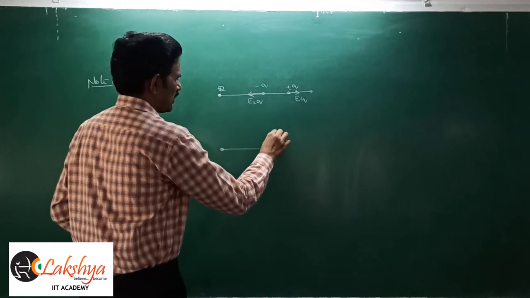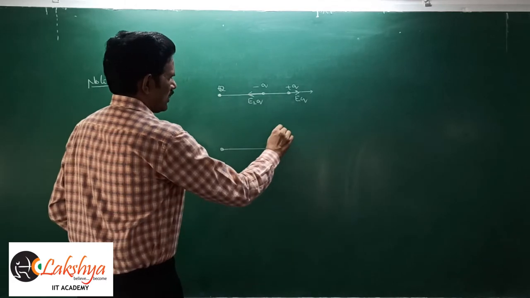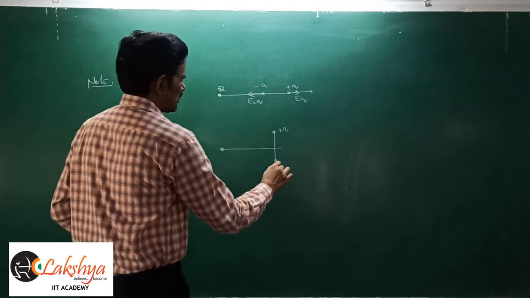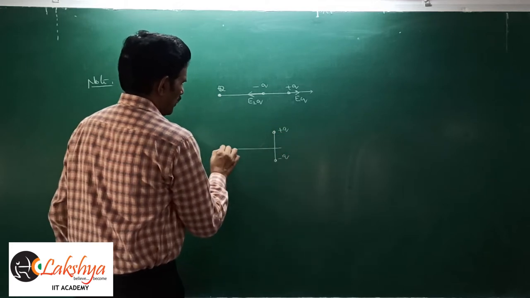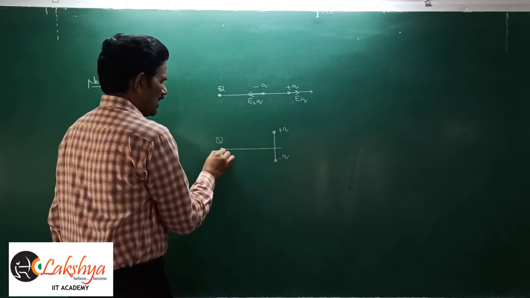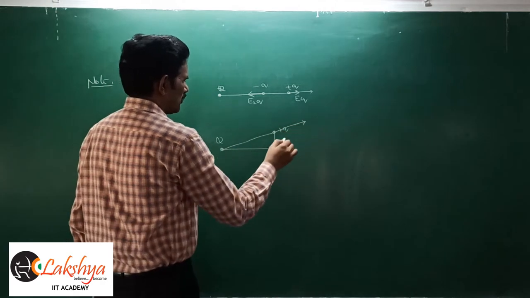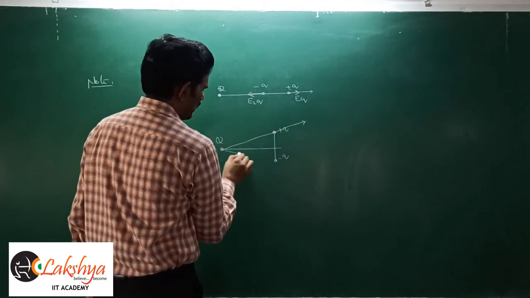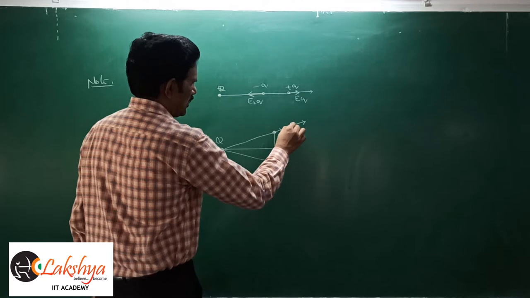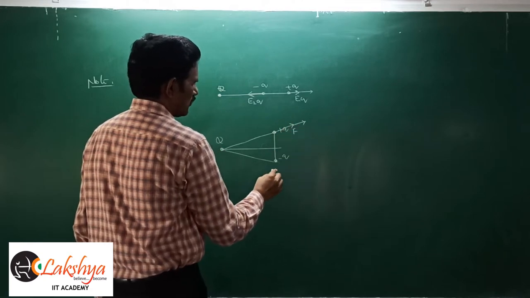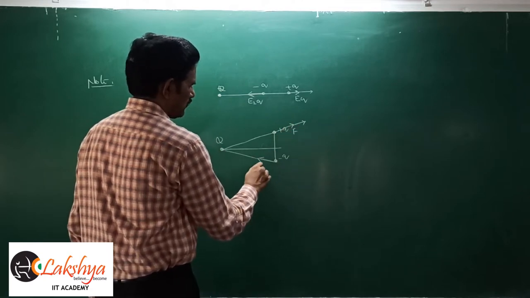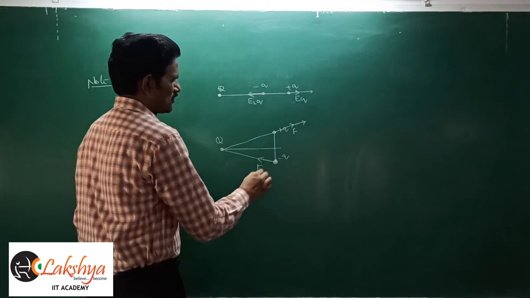If you consider that a dipole is placed here, let us take this as a positive charge and this as a negative charge here. Now this is a point charge. Again, the electric field due to this charge will be along this direction at this point, and the electric field here is also along this direction. And so therefore here the force is along this direction, but here the force is an attractive force like this, since it is a negative charge.